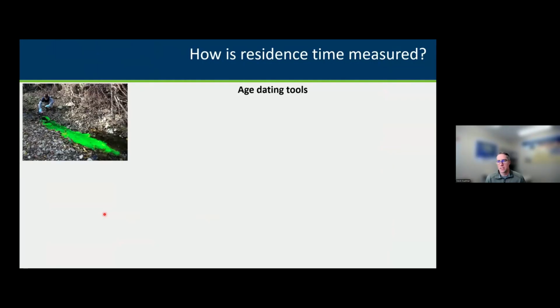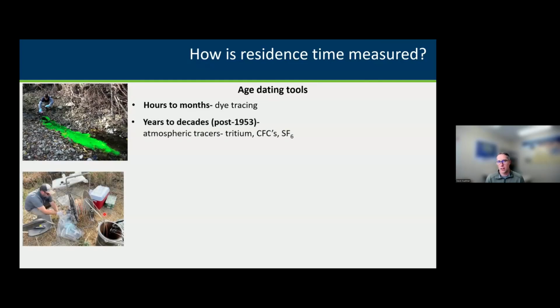So how do we measure residence time? There's a variety of tools that can be used. For water that may move pretty quickly, the tried and true method is dye tracing, and that may give us a sense of an hours-to-months type of time scale. When we look at that older water component, which might be years to decades old, the standard methodology there is to use atmospheric tracers, and the U.S. Geological Survey has developed the methodology for that and has used it quite extensively across the United States.